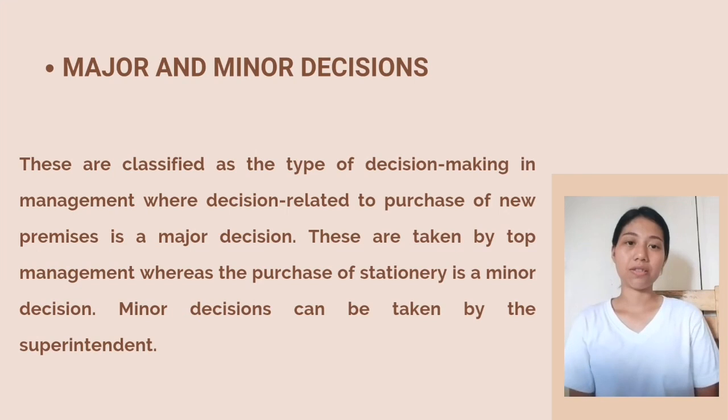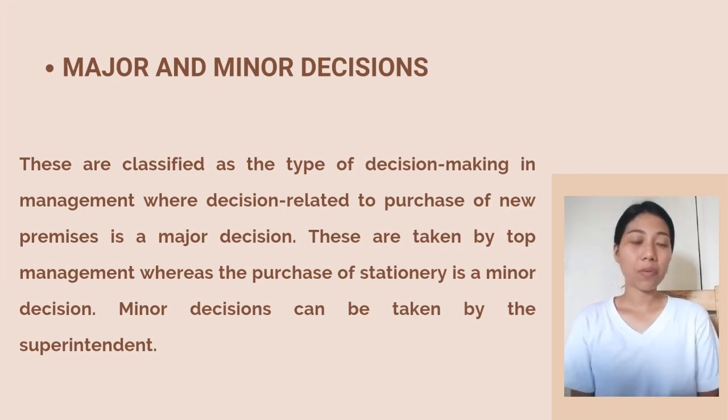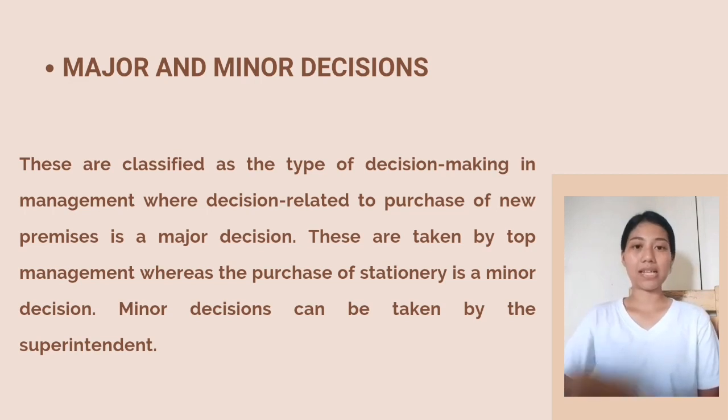Major and minor decisions. These are classified as a type of decision-making in management where a decision related to the purchase of new premises is a major decision. These are taken by top management, whereas the purchase of stationery is a minor decision. Minor decisions can be taken by the superintendent.